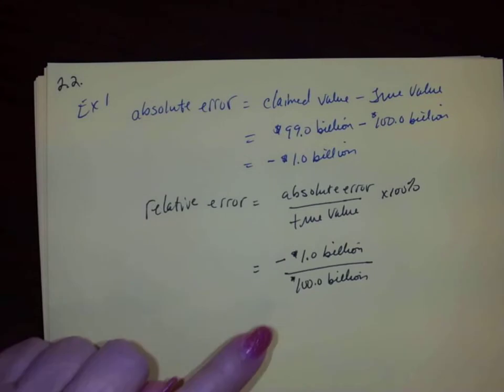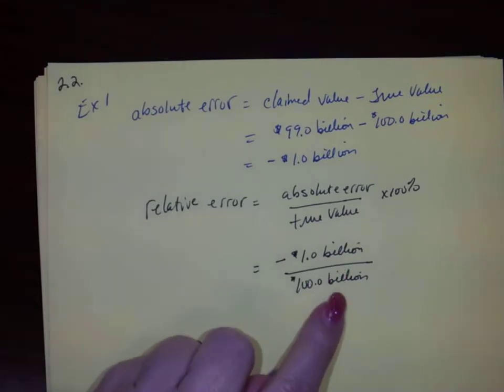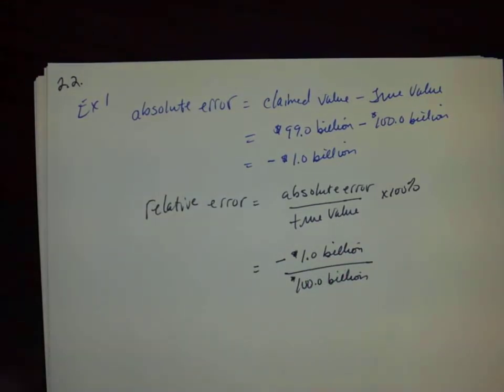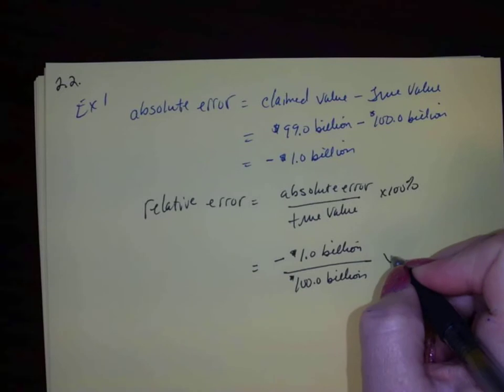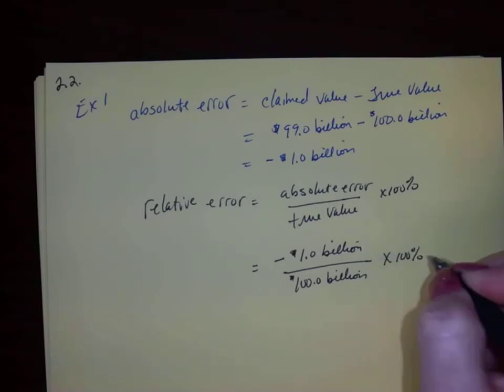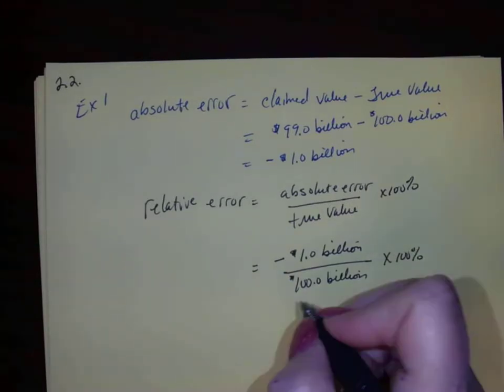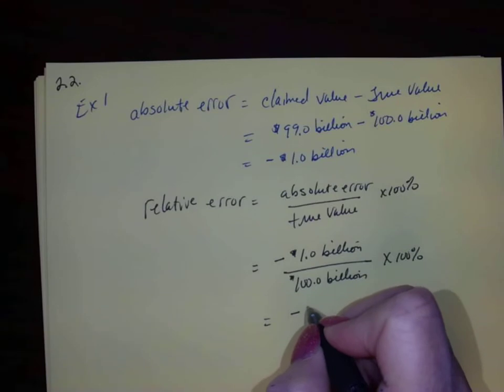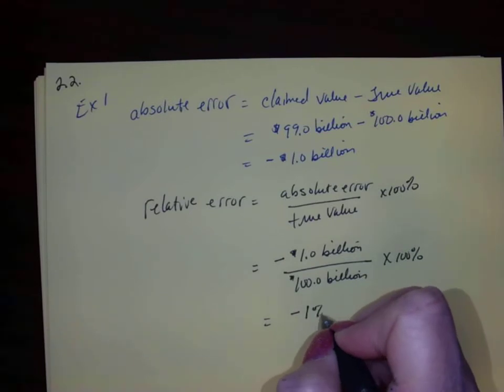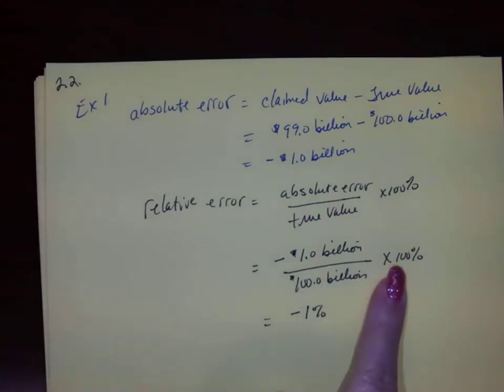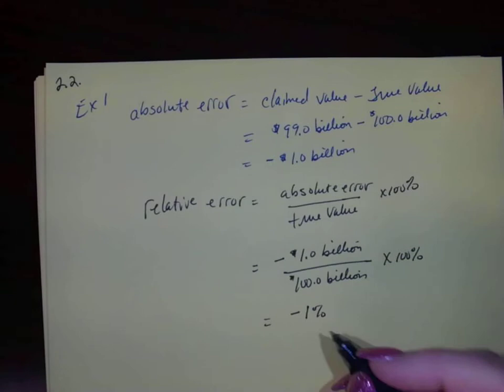And let's be clear about this. These need to be in the same increment. Otherwise, that can make it a little bit difficult. And then we'll multiply that by 100 to get a percent, and that'll become negative 1%. And you can just multiply in the calculator by 100.